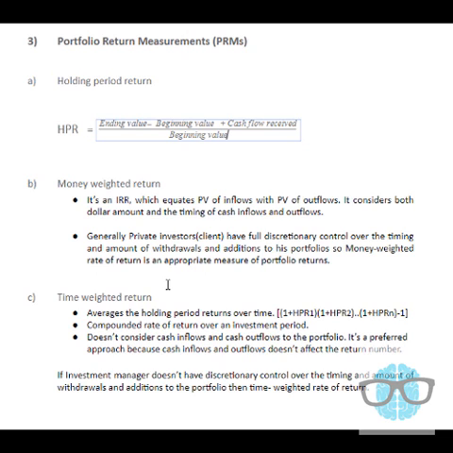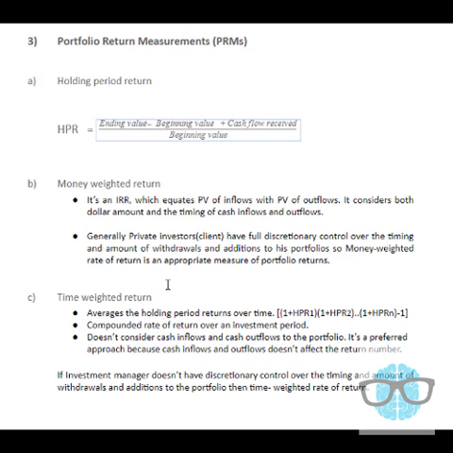It's more advisable when the investor or portfolio manager has discretionary control over the timing and the amount of withdrawals and additions to the portfolio, because both the amount and the timing do affect the IRR. So that's the reason money weighted return is more preferable.